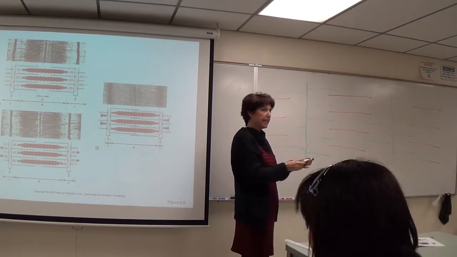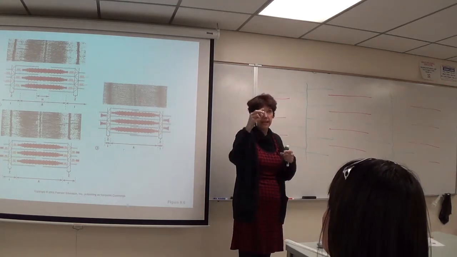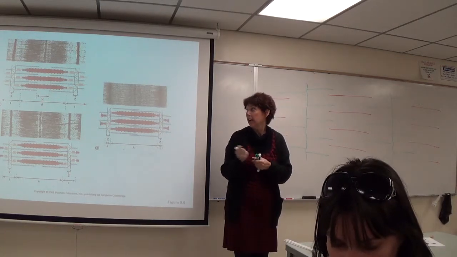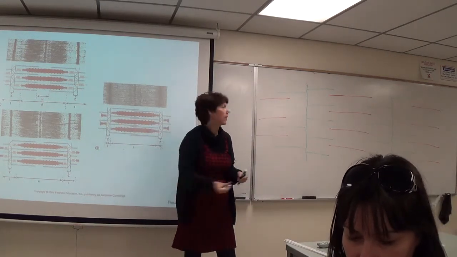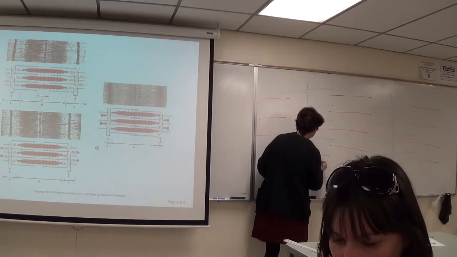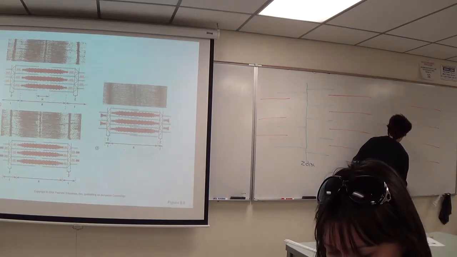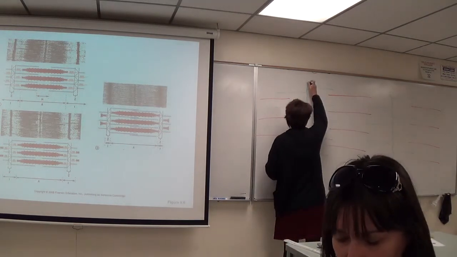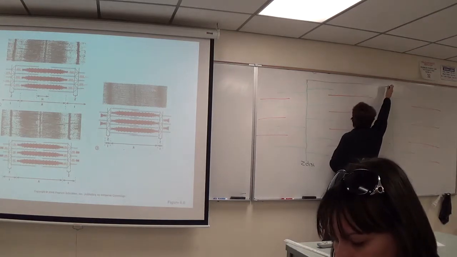So from Z disc to Z disc, and it's called a Z disc because the proteins that attach each actin kind of go in a zigzag formation here. So this is the Z disc or Z line. And that determines the sarcomere.